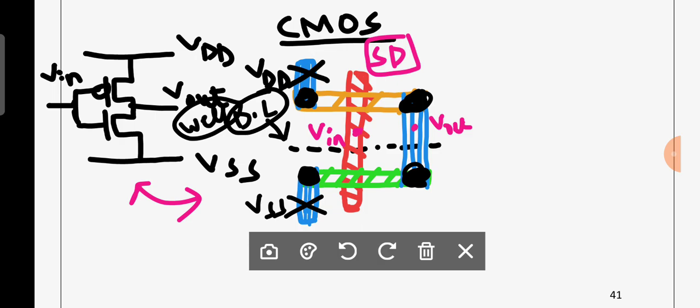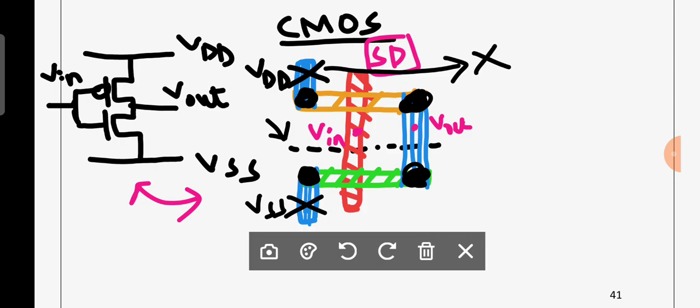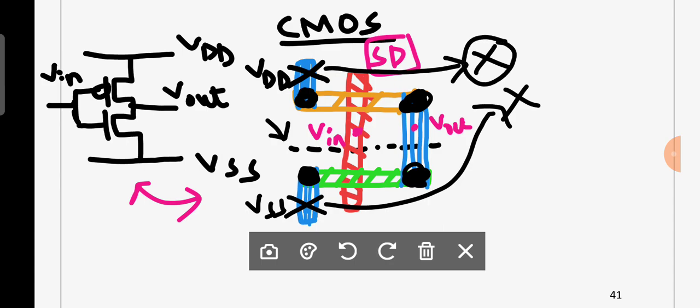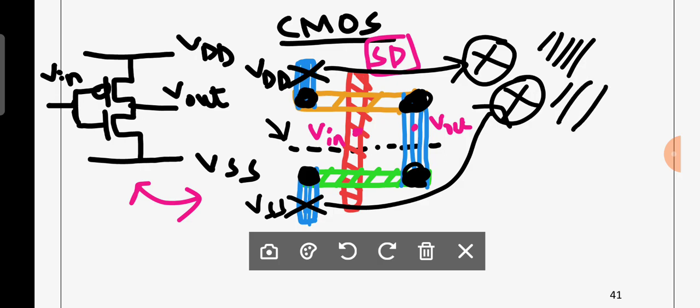Now one more important point I would like to discuss here. When you are giving this VDD substrate connection with a cross mark, and this VSS substrate connection with a cross mark, in the layout, when you are giving the VDD connection, you have to give N-type diffusion. When you are giving the VSS connection, you have to give P-type diffusion. I hope you are clear. That is an important point, the first point you have to remember.